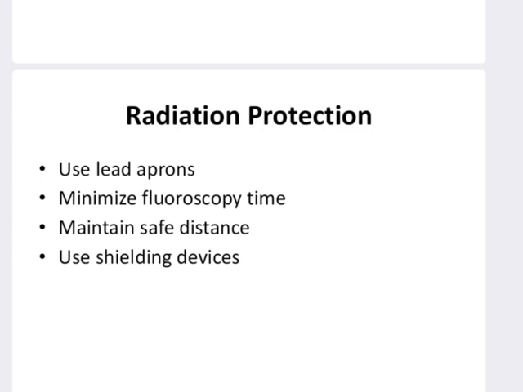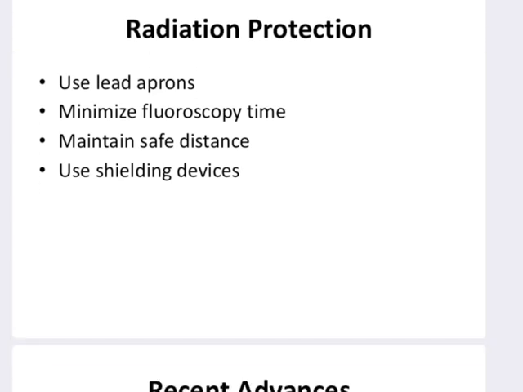So note the radiation protection methods. That is, we can use lead aprons and we can minimize the fluoroscopy time and can maintain a safe distance and can be using the proper shielding devices such as lead aprons, thyroid shield, gonad shields, lead goggles, and also the lead gloves so that we can protect our body parts from over radiation sources.